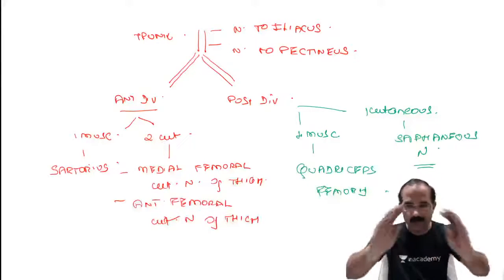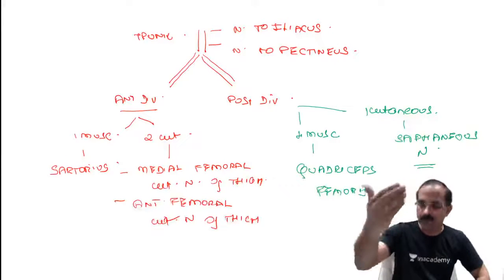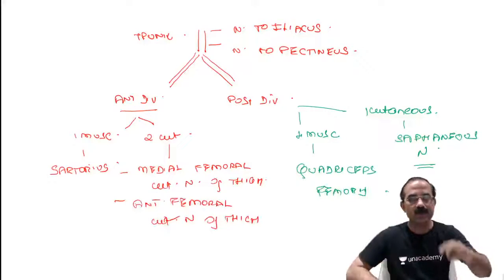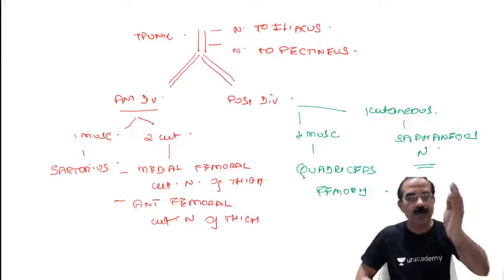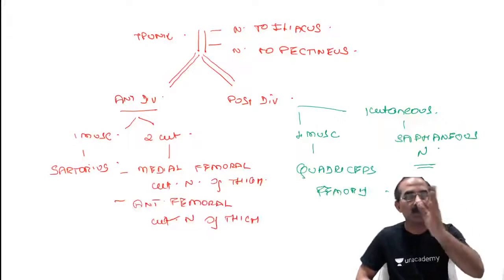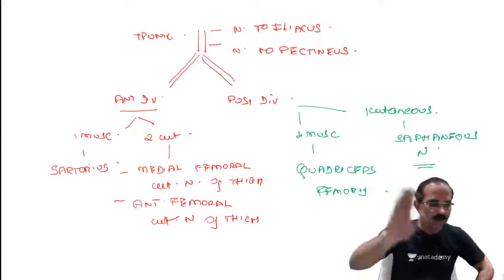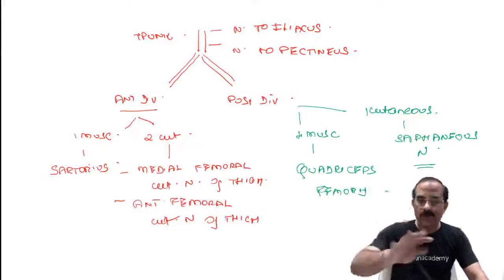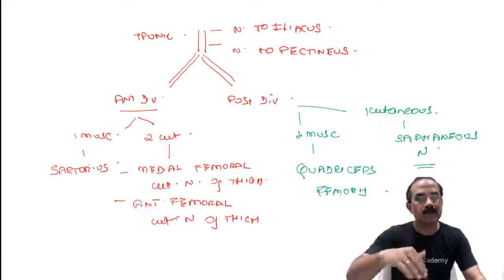It has a main trunk and two divisions, anterior and posterior. So, what are the branches from the trunk? One is the nerve to iliacus and second is the nerve to pectineus. The anterior division gives one muscular, two cutaneous branches. One muscular branch to the Sartorius and two cutaneous branches are the medial and the anterior femoral cutaneous nerves of thigh. So it supplies the skin on the medial and the anterior aspect of the thigh. Clear? The posterior division gives four muscular and one cutaneous branch. Four muscular branches are given to Quadriceps femoris and one cutaneous branch, that's the saphenous nerve.